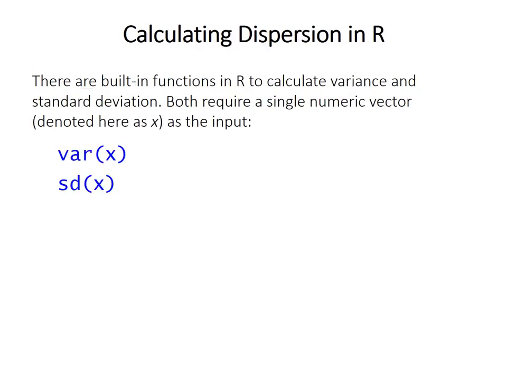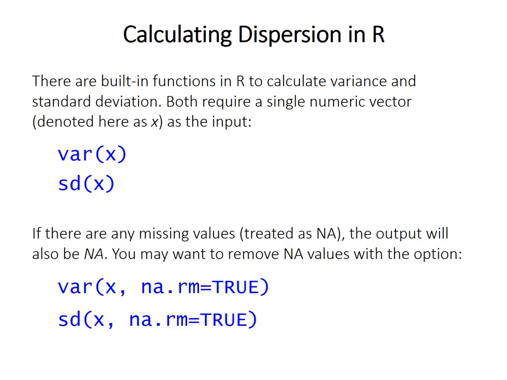So R has built-in functions to calculate both variance, VAR, and standard deviation, SD. Like the mean and median functions from the previous video, these both require a single numeric vector, a single set of numbers as the input. Like I mentioned with the mean, these both treat NA values, missing data, as NA. And so you'll run into this problem where if there are missing values, the result of the function will also be NA. So you might want to remove those NA values using this NA.rm equals TRUE option that's built into either function.